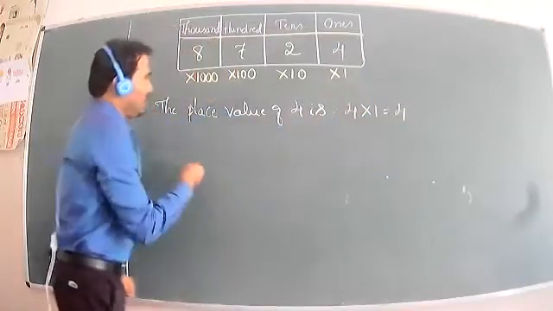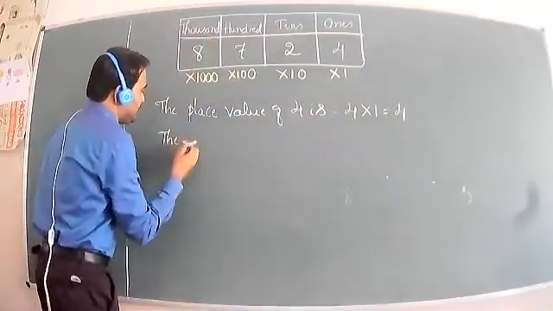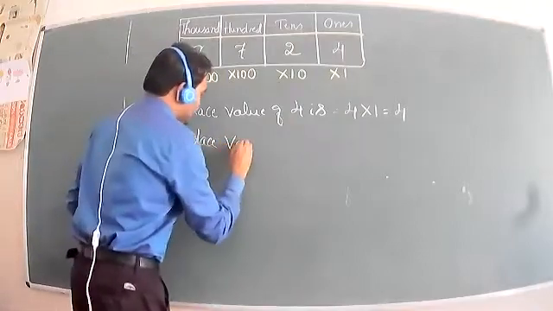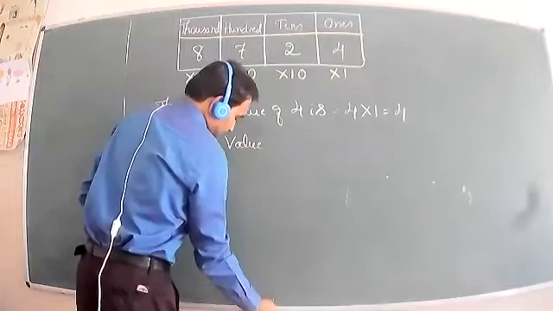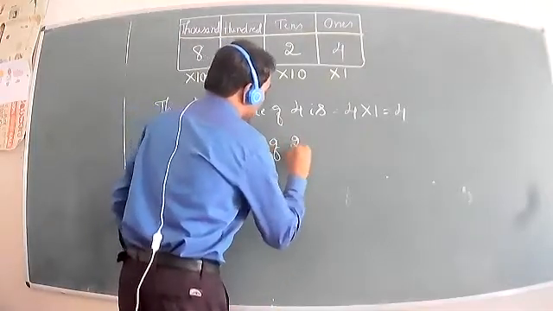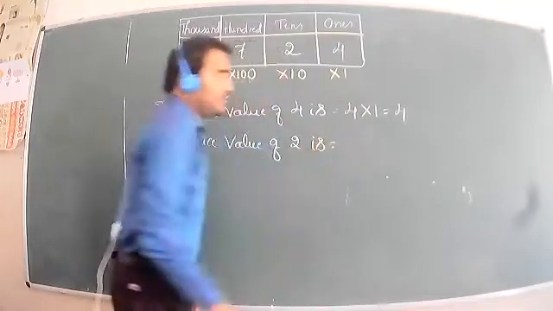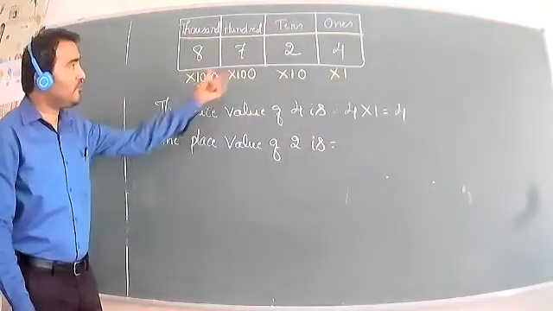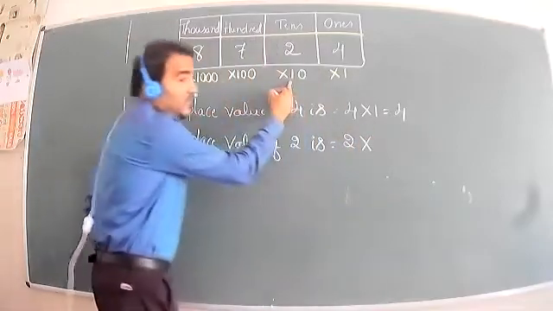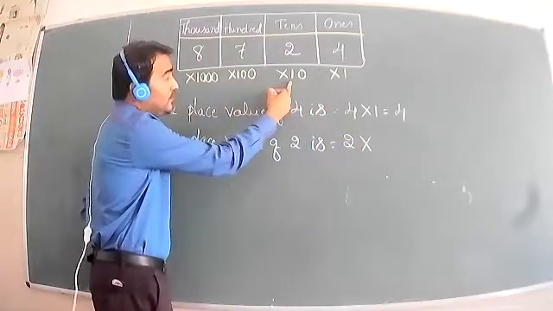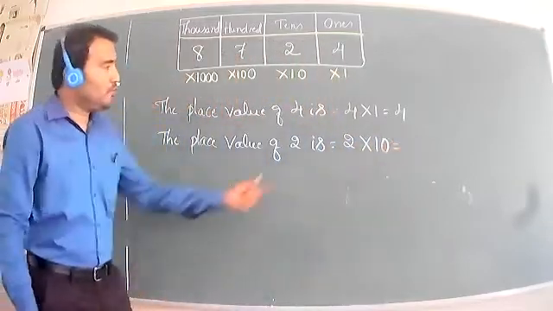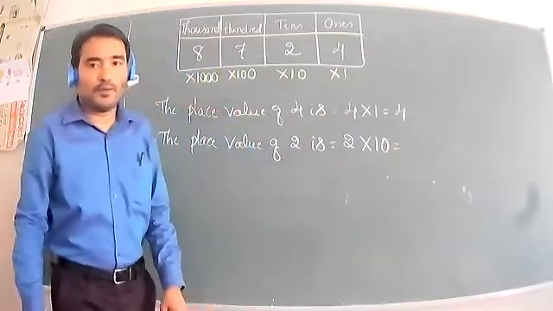So now go for the place value of 2. Okay, what is the place value of 2? It is in the tens place. What is the position of 2? In the tens. What should we multiply by? 10. We get what? What is the place value of 2? 2 into 10, 2 times 10 is 20.